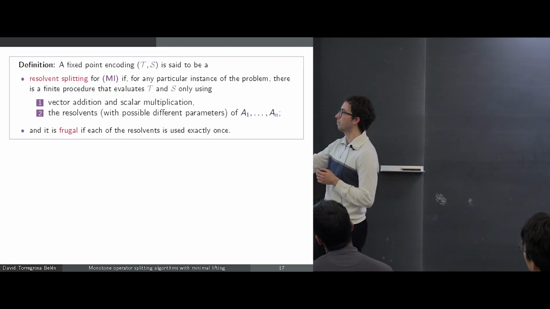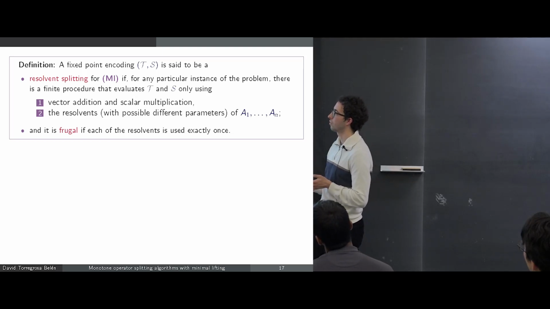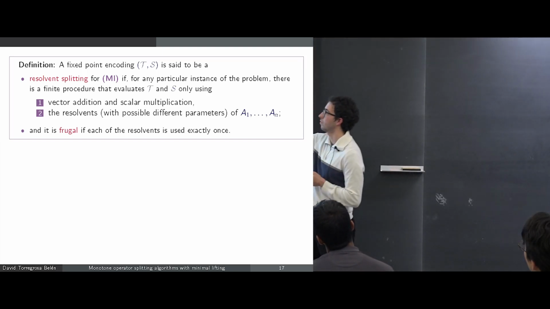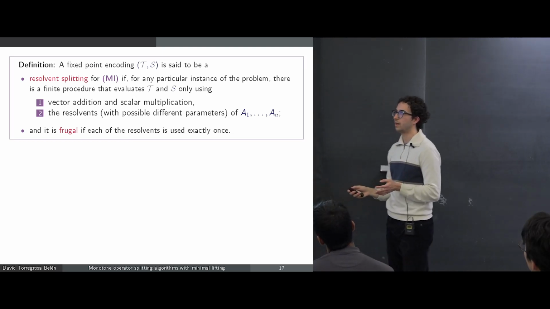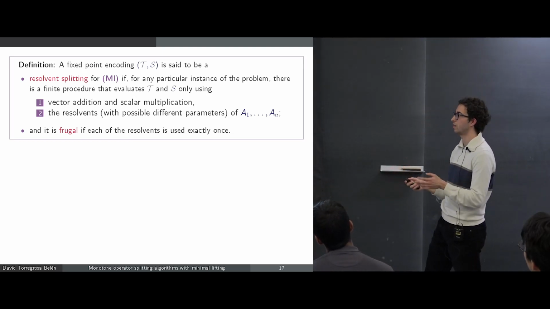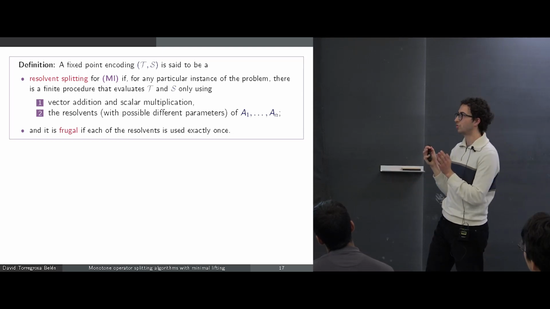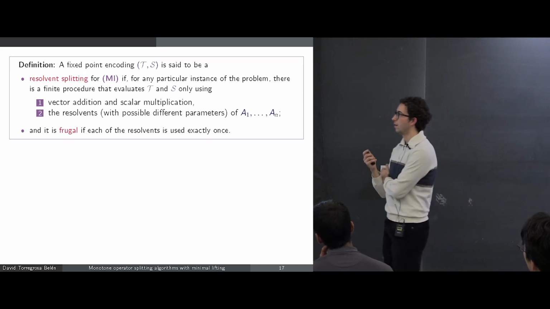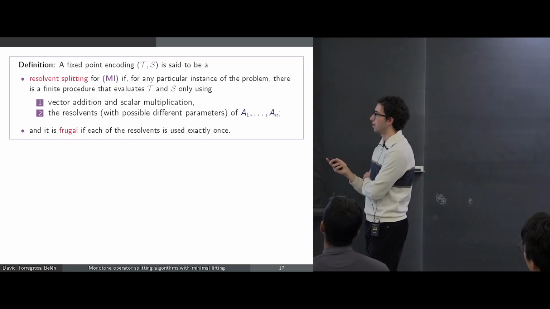And then you usually also require that your method be frugal, which means that at every iteration you use the resolvent of each one of the operators exactly once. And this makes sense because, as I said before, resolvents are difficult to compute, so you don't want to evaluate lots of them at the same time.